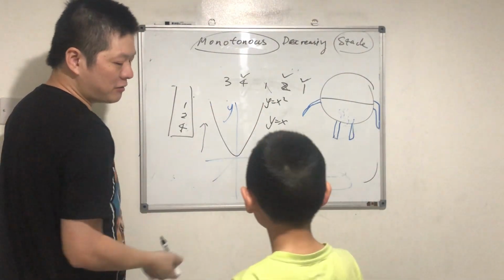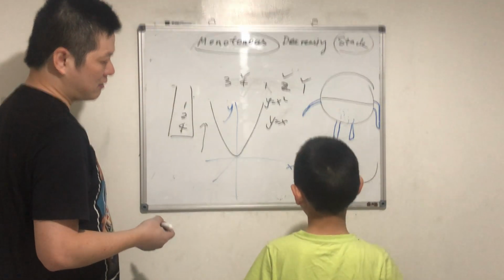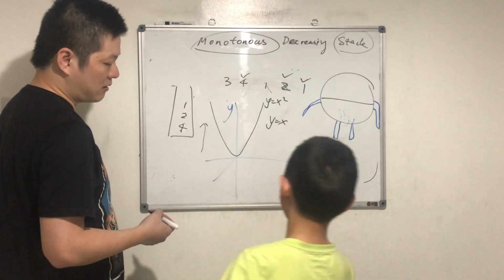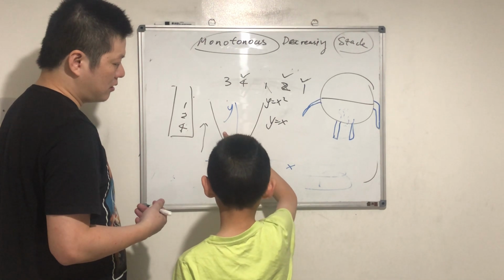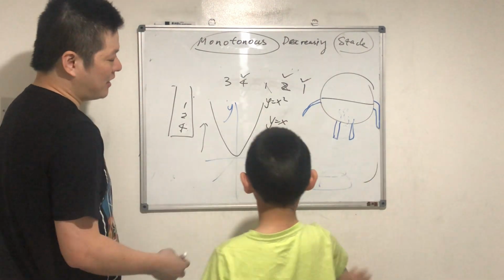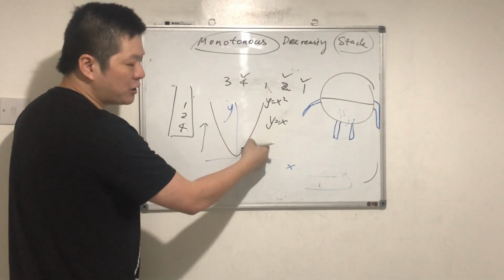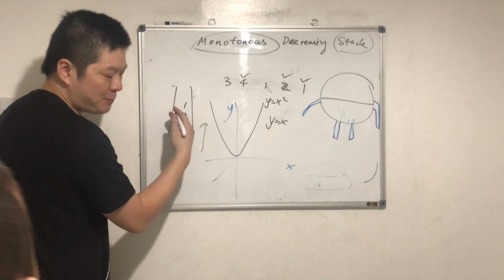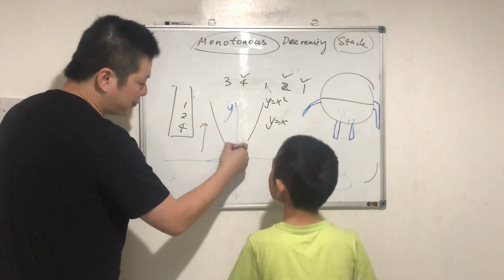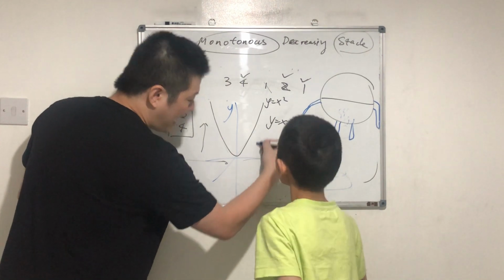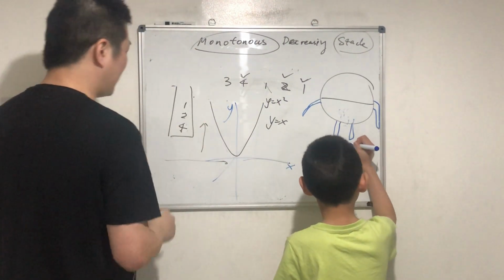Is this monotonously increasing or decreasing? No. Why is that? Because it decreased, then it increased. On the right half of the graph, it's monotonously increasing. But on the left part it's monotonously decreasing. When x is bigger, y is smaller. And on this part, when x is bigger, y is bigger. Right? So this is not monotonously increasing or decreasing.